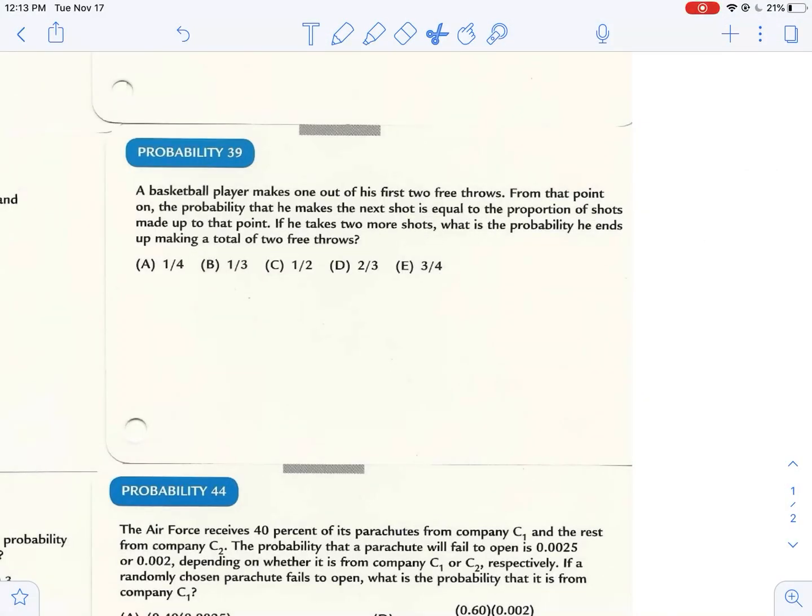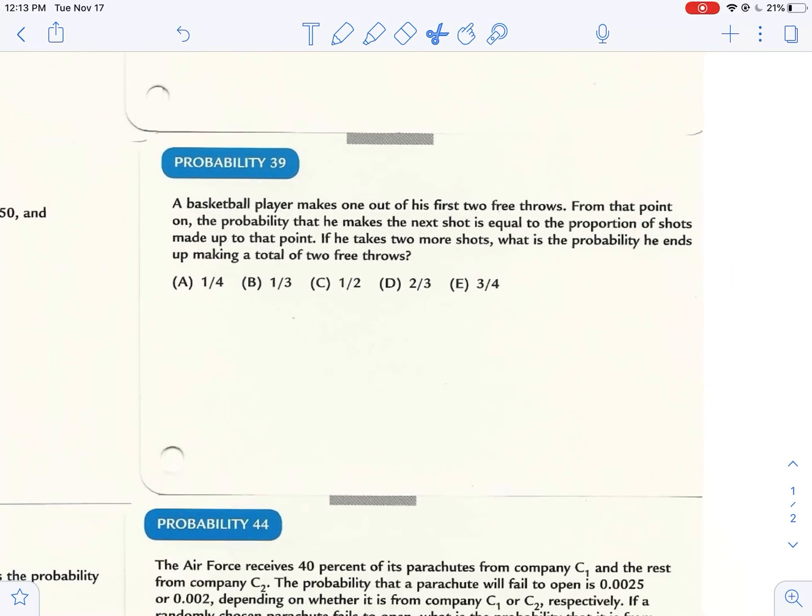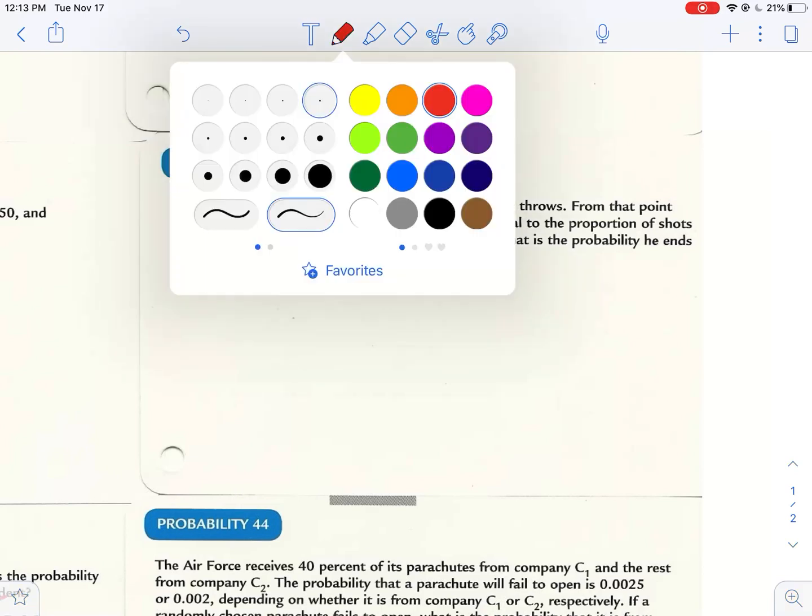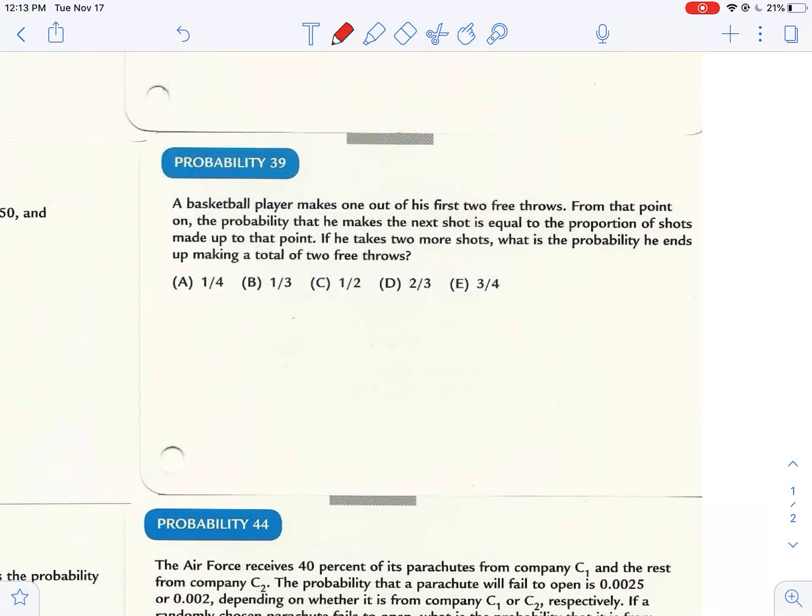Okay, I've been asked to go over a pretty difficult probability problem. This is found in the Barron flashcards, probability 39. Now, you're looking at a basketball player who makes one out of the first two free throws. That's very important to know at the very beginning, so I'm going to take a note of that. Makes one out of two.